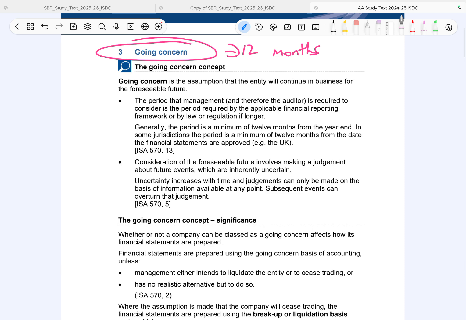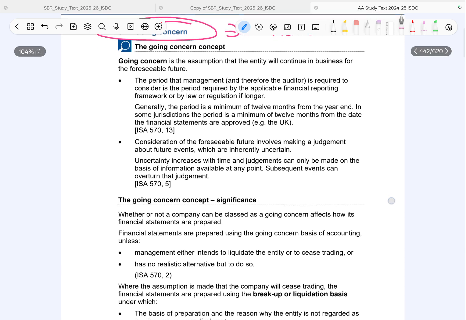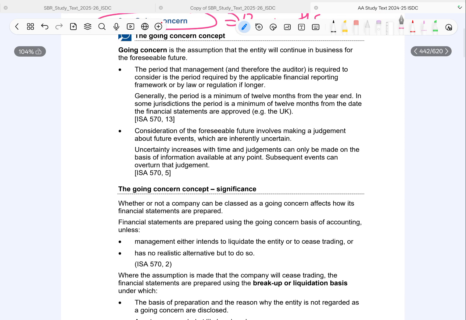But here's where it gets interesting. When we assess going concern, we are basically predicting the future, and future equals uncertainty. The further you go, the more uncertain it becomes, and all judgments are based only on the information we currently have. Also, remember, subsequent events can completely change the assessment. Now, why is this concept so important?